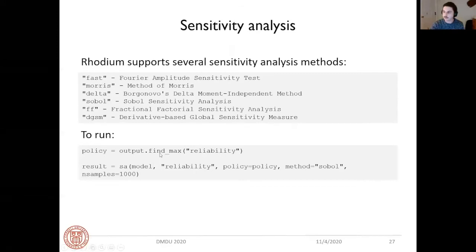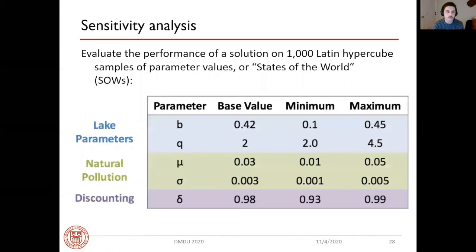So first you define which policy you are interested in. For this demonstration, we'll look at the policy that maximizes the reliability. Then it's as simple as just having one line of code where you type result equals SA, which stands for sensitivity analysis, and you tell it, what do you want to look at? How many samples of sensitivity analysis do you want to run? So in our example, we'll look at the performance across 1,000 Latin hypercube samples of parameters. Each sample represents one potential future state of the world.